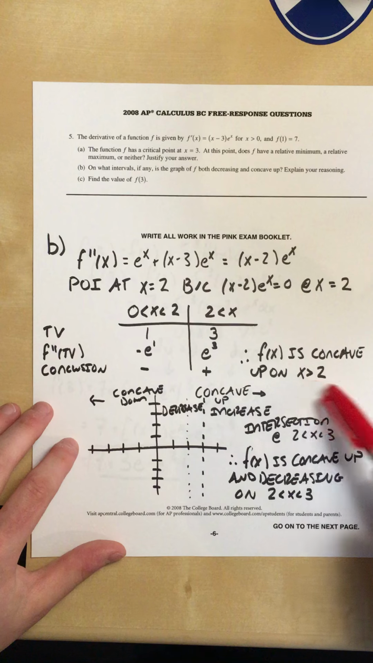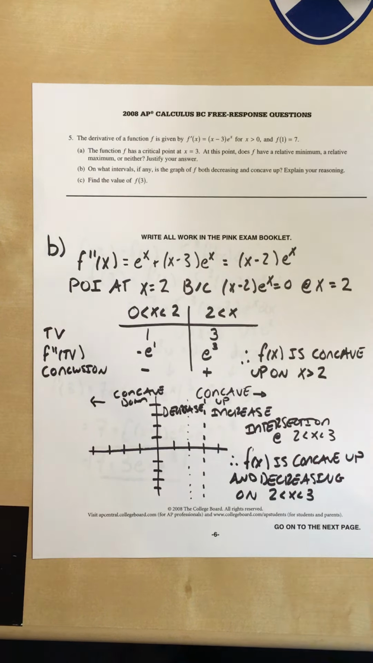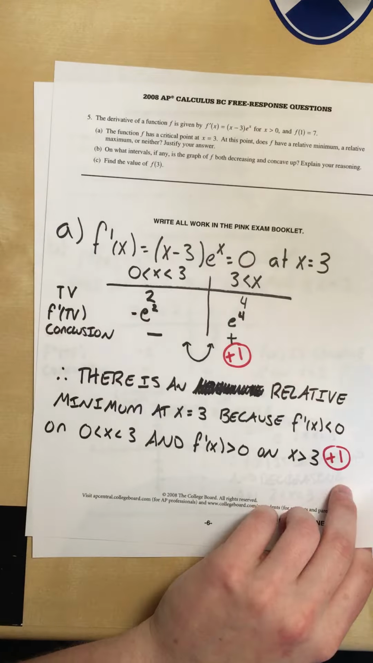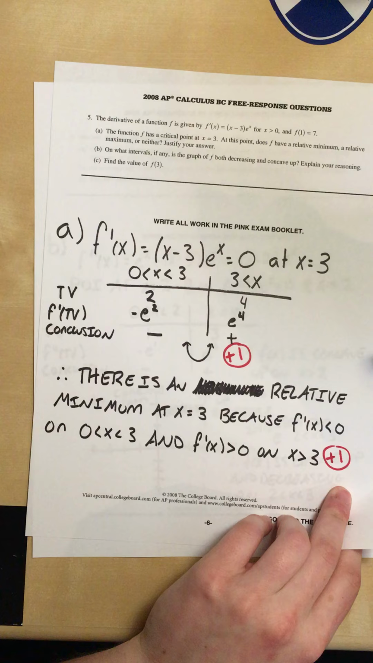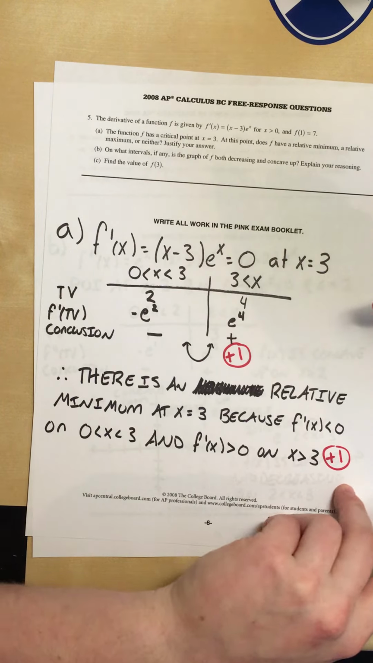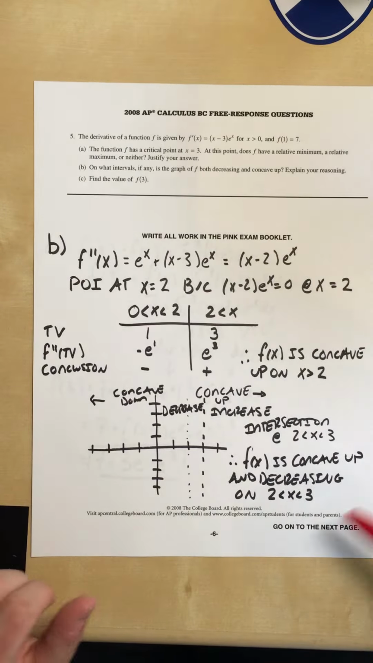So now you know it's concave up on x is greater than 2. You've got to find when it's decreasing. If you remember from part A, the derivative is negative when x is between 0 and 3. So what you're going to want to do is find an intersection.